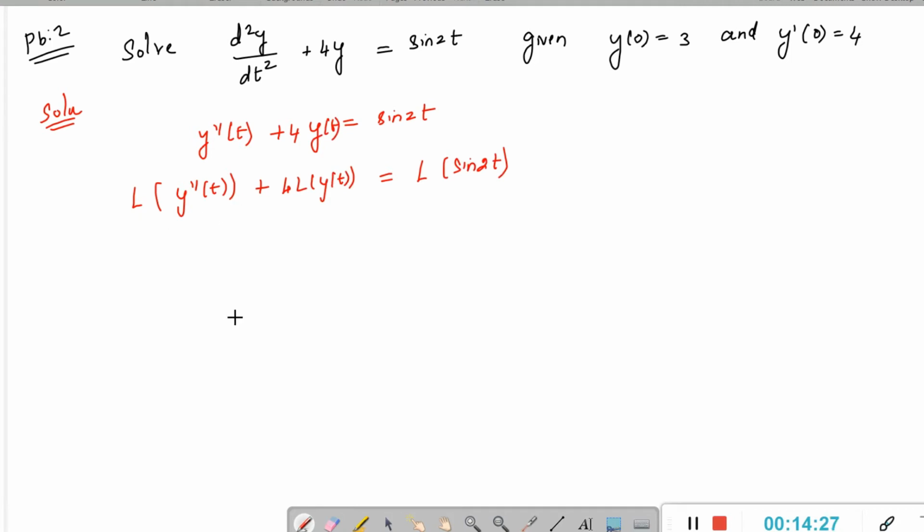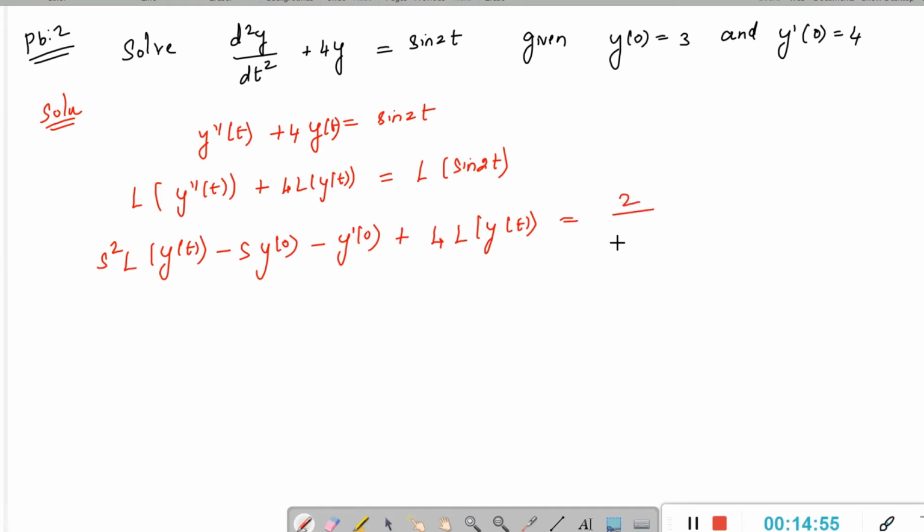By applying the formula for Laplace transform of a derivative, you make it s square L of y of t minus s into y of 0 minus y dash of 0 plus 4 into L of y of t equal to L of sin 2t, which equals 2 by s square plus 4. We know the values of y of 0 and y dash of 0: y of 0 equals 3 and y dash of 0 equals 4.